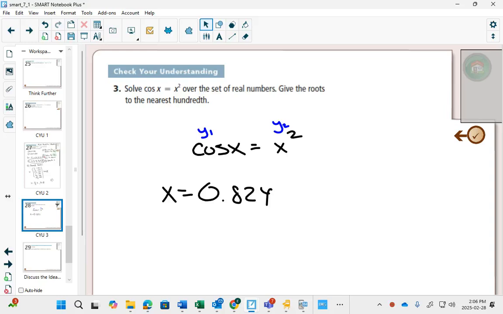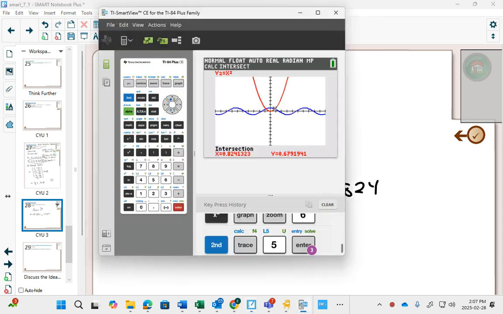Now, some of you would be like, oh, I'm smart. I know there's symmetry, so the other one is at negative 0.824 because everything is symmetrical. But you can find the other one by doing this again. Second, calculate intersect. It'll always find the intersection closest where your cursor is. So if I pushed enter 3 times again, it's going to find the exact same one I just found.